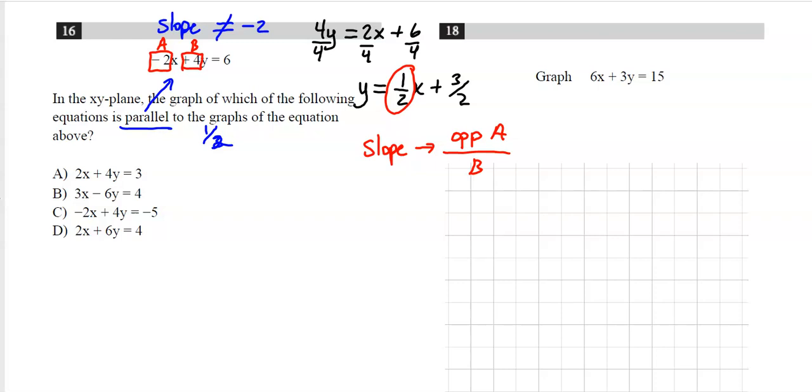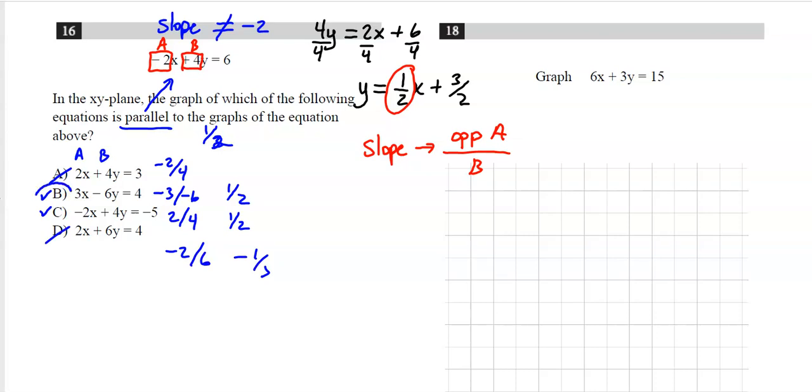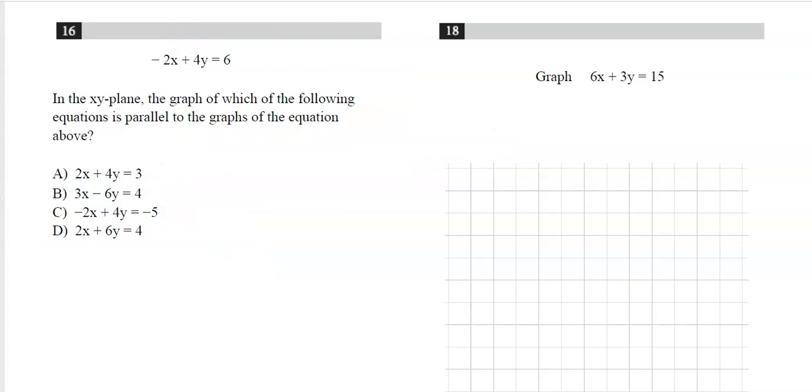So let's do this. Remember, this is my A column, this is my B column. Opposite of A over B, well, that's -1/2. Opposite of A over B, hey, there's a 1/2. This one, opposite of A over B, there's another 1/2. I screwed this one up. Opposite of A over B, -1/3. Nope. So there were actually 2 correct answers. I think on Teacher Made, I only made the correct answer B. So I apologize, but that one I'd have to accept 2 right answers. It happens.